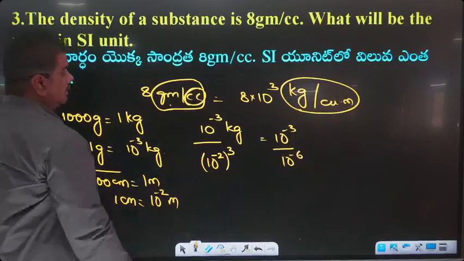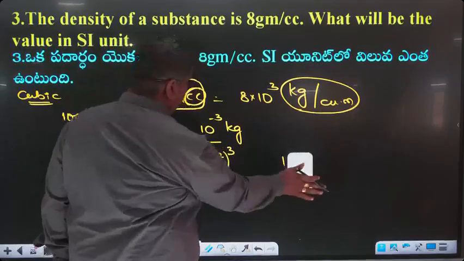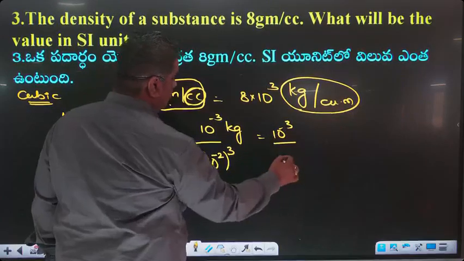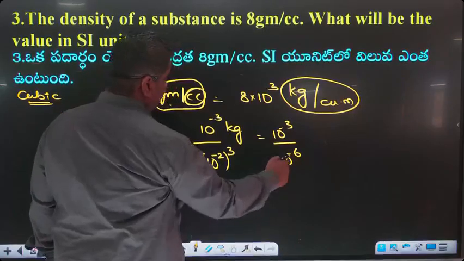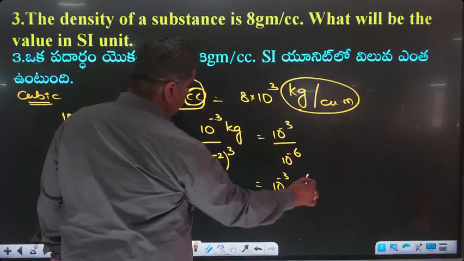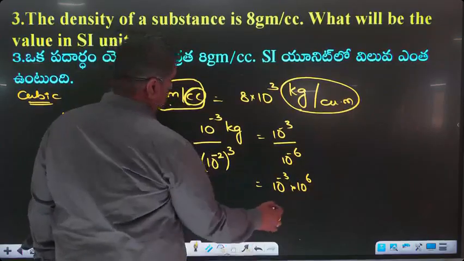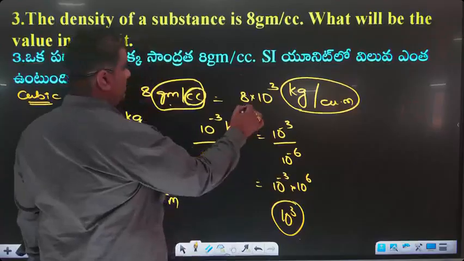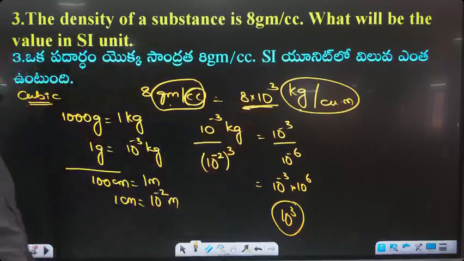So 10 power minus 3 by 10 power minus 6. If this particular thing goes to the numerator, that will be 10 power minus 3 into 10 power 6, and the answer for that one will be 10 power 3. So already you are having 8, so 8 into 10 power 3 kg per cubic meter. Right? So write the next question.